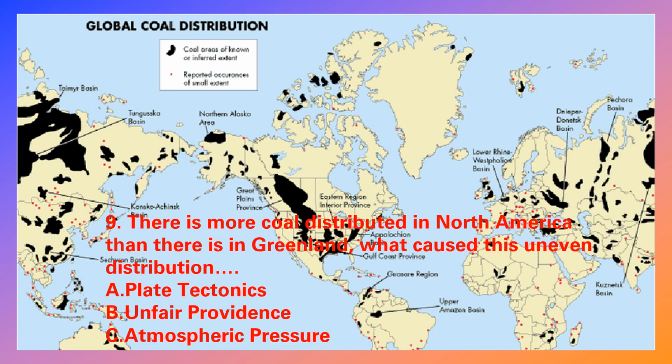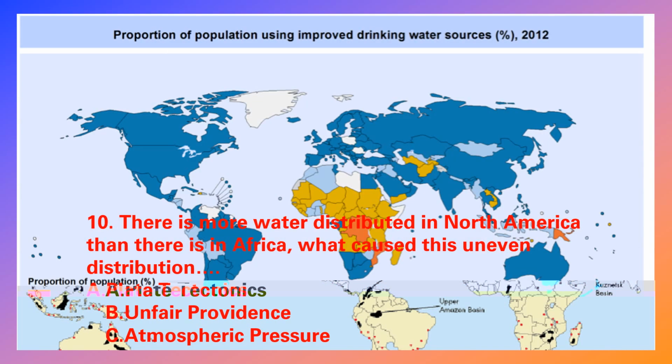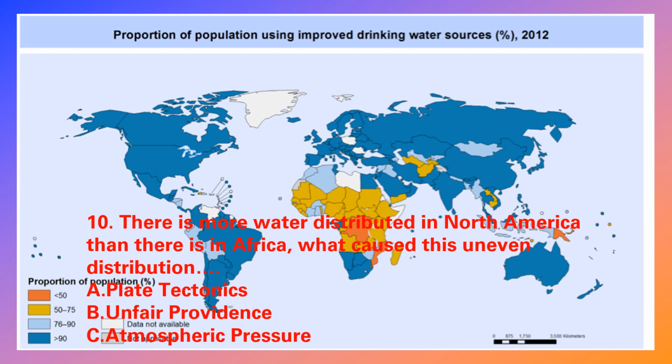Number 10. There is more water distributed in North America than there is in Africa. What caused this uneven distribution? A. Plate tectonics. B. Unfair providence. Or C. Atmospheric pressure.